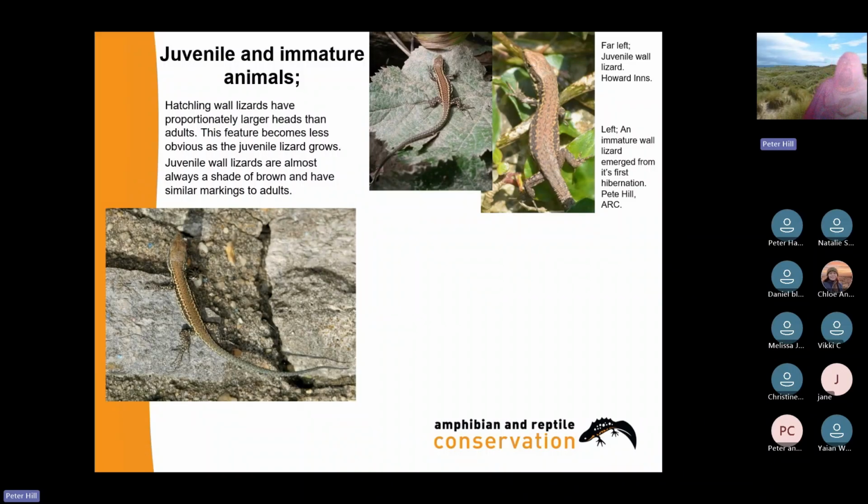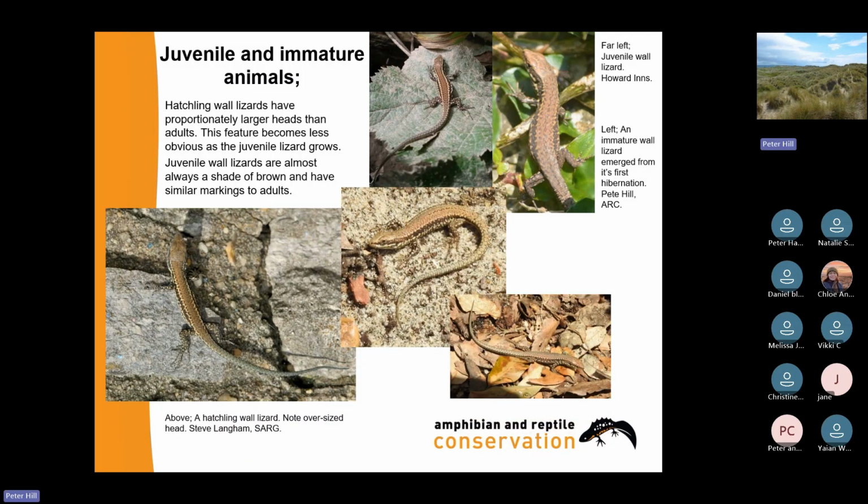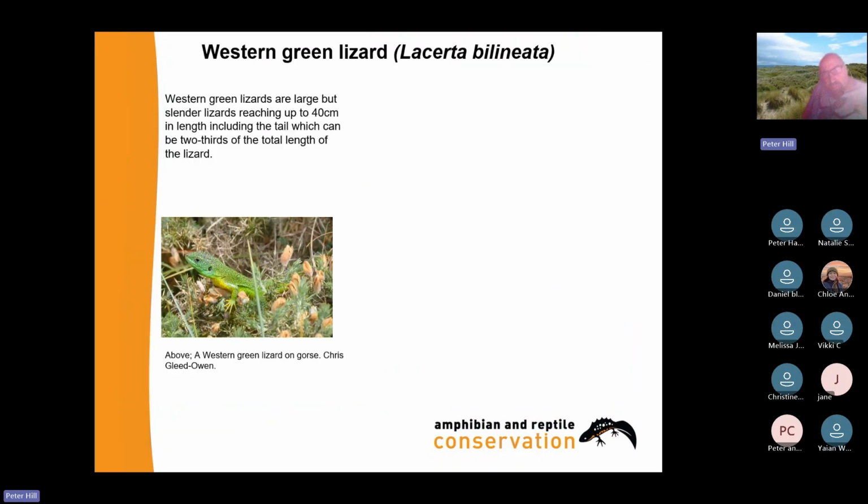Wall lizards are egg laying, okay? They lay their eggs in rock crevices. But look how disproportionately large its head is. That's just literally hatched a day or two ago, okay? More examples of juvenile developing wall lizards there. Basically, common lizards can climb walls and dry stone walls, but if you see a lizard run up a wall effortlessly, it's a wall lizard.